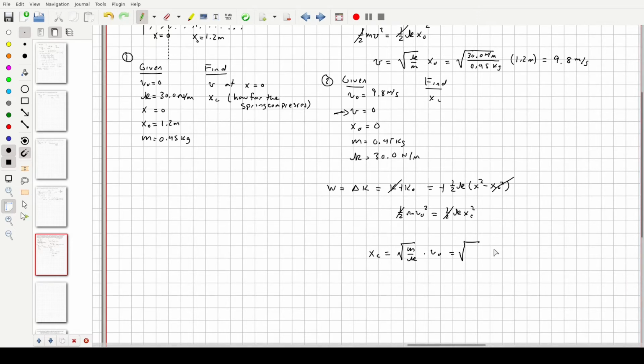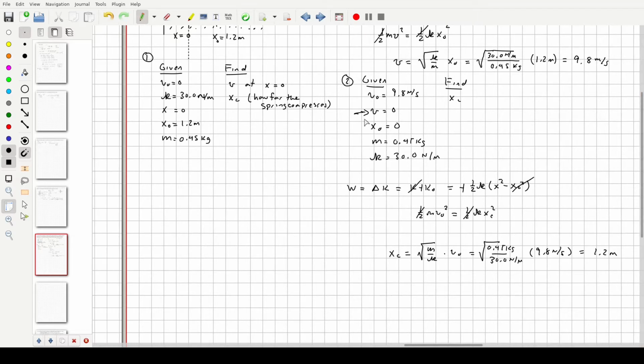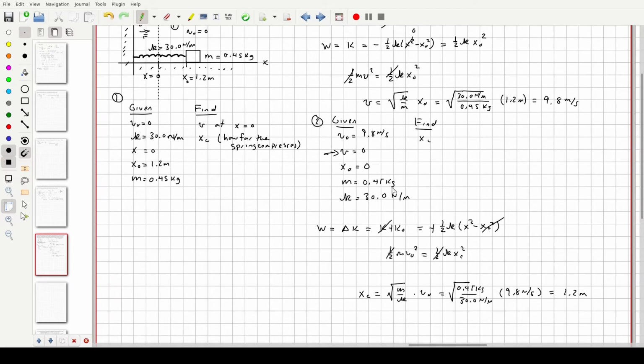What's the square root of m over k? Well, m is 0.45 kilograms. K is 30.0 newtons per meter. And all this times v naught. V naught is that 9.8 meters per second. So when you do this, let's see here. Oh, that's interesting. You get 1.2. So its compressed position would actually, since it's to the left here, be negative. Like that. So our speed when it crosses the equilibrium position is this, and the compressed distance is the same as the distance you released from. Well, that's interesting.